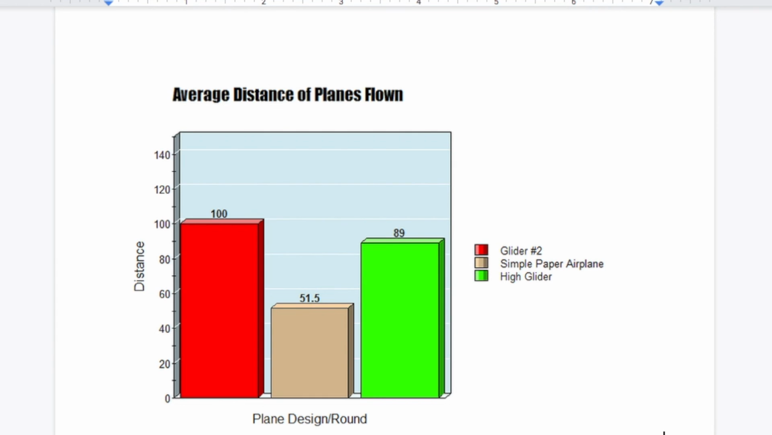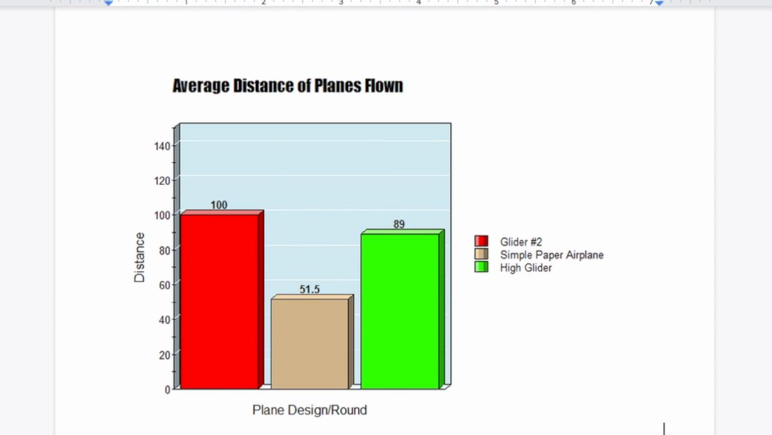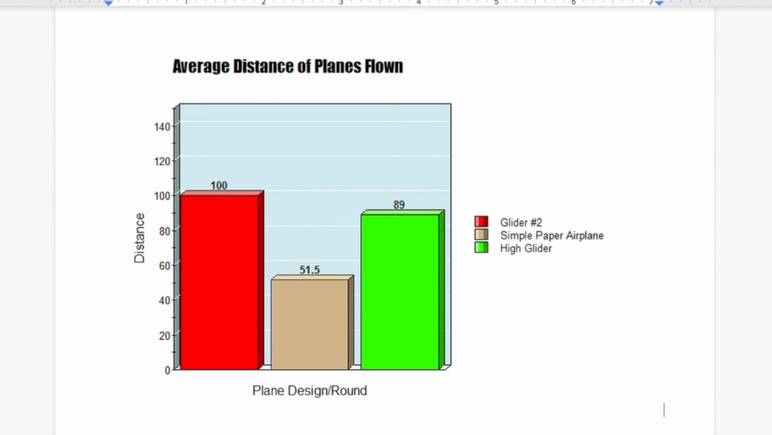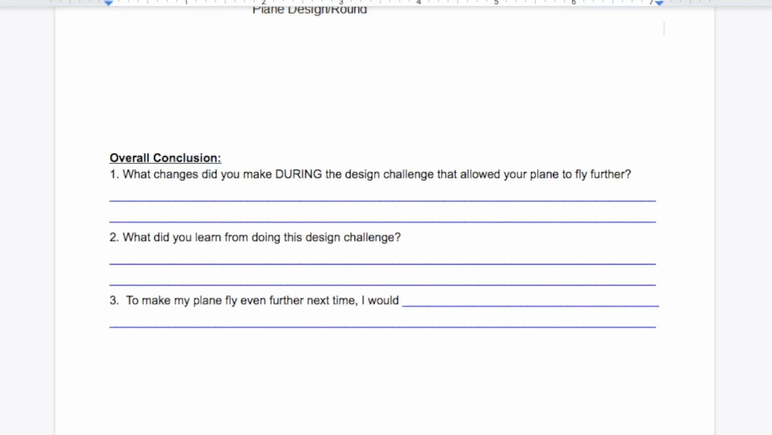So that is a simple way that you can add a graph to this if you can't get the embedded graph to work within Google Forms. So that's a way to do it there. Okay, so again, that's how to calculate your average and how to make a graph of your airplane results. Please don't forget to answer the last 3 questions here that are your overall conclusion questions. All right?